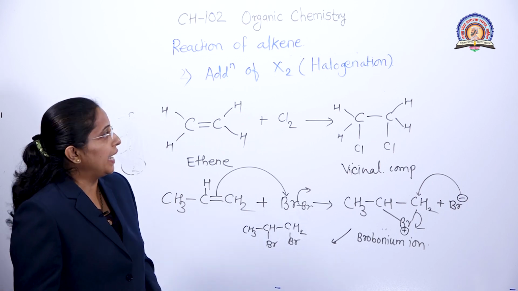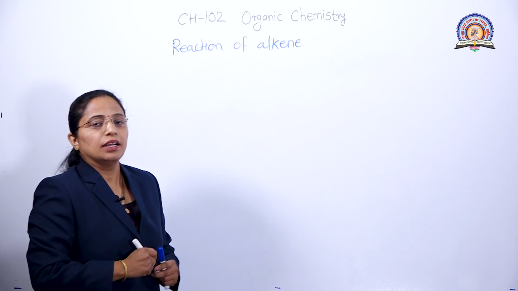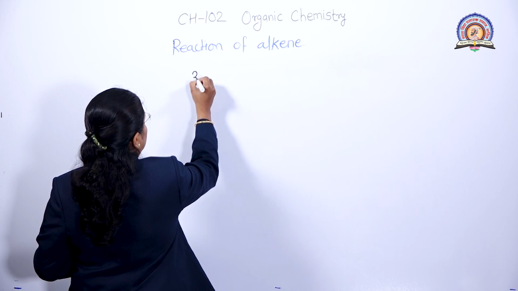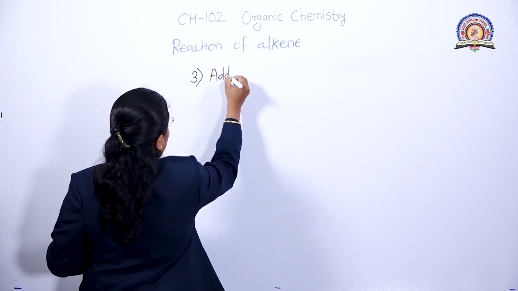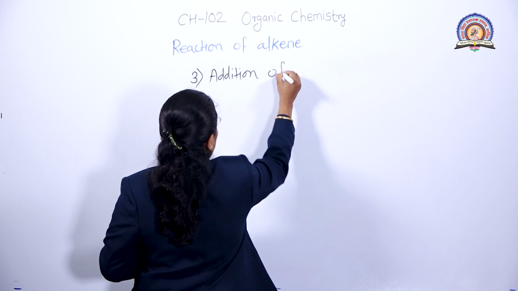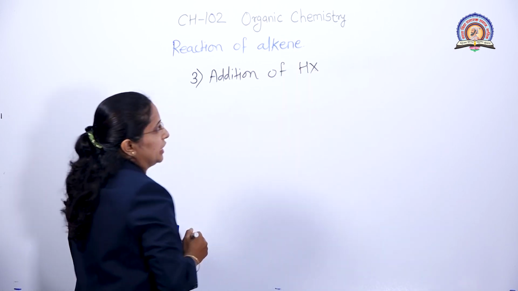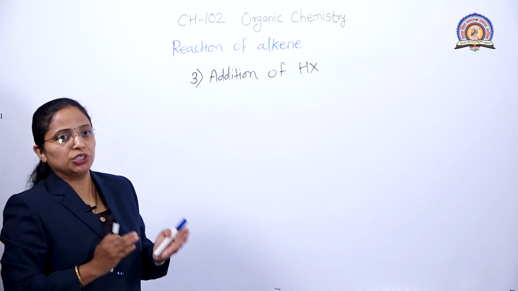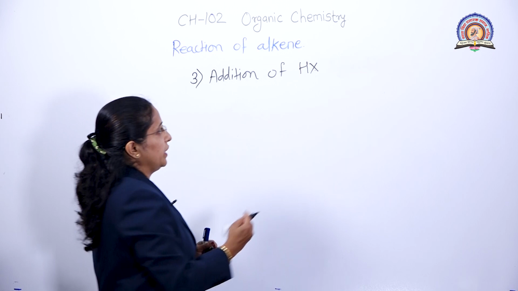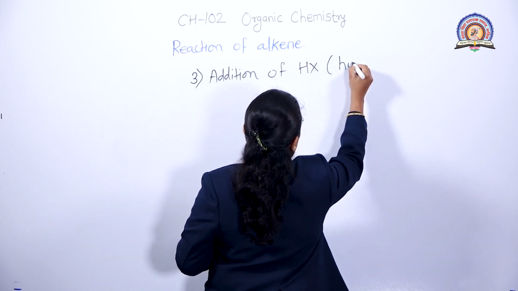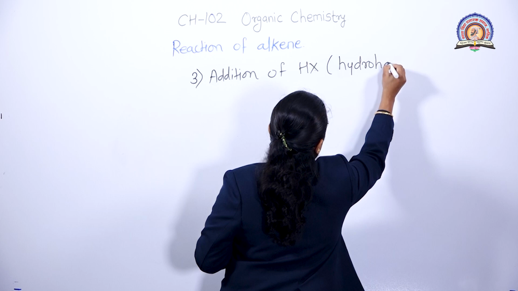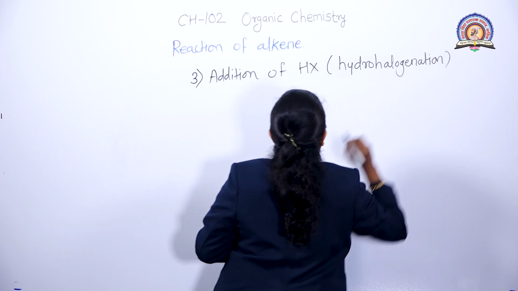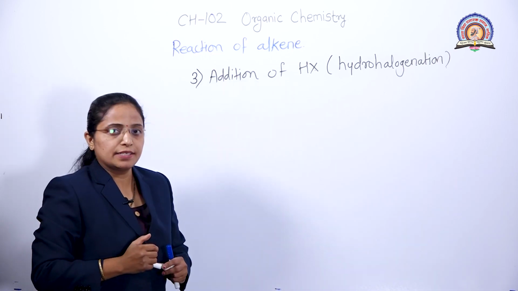The next is addition of HX. The third part, that is addition of HX. HX is nothing but hydrogen and halogen. So addition of hydrogen and halogen into the alkene, that's why the name is hydrohalogenation reaction. Okay. So we discuss the example for this.